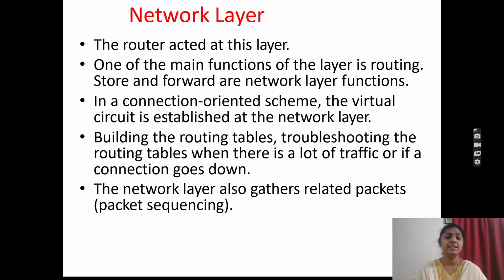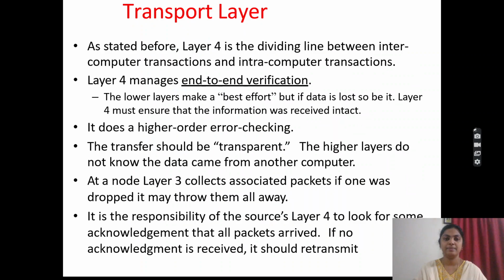In the data link layer, the data link layer device deals with the MAC address, that is the physical address. Here the network layer deals with the IP address, which is the logical address or the temporary address. The next is the transport layer. Here it performs the end-to-end verification, and it selects the type of service, whether you want a connection oriented service or the connectionless service.